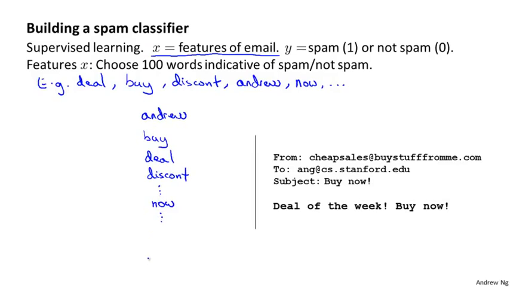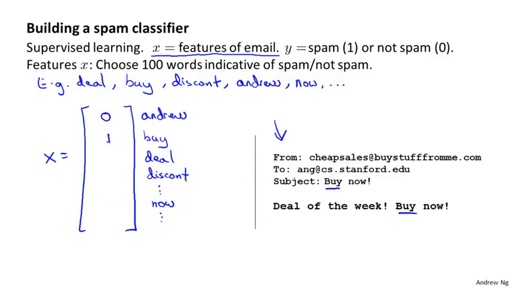And given a piece of email like that shown on the right, I'm going to check and see whether or not each of these words appears in the email, and then I'm going to define a feature vector x, where in this piece of email on the right, my name doesn't appear, so I'm going to put a 0 there. The word buy does appear, so I'm going to put a 1 there, and I'm just going to put ones or zeros. I'm going to put a 1 even though the word buy occurs twice. I'm not going to really count how many times the word occurs. The word deal appears, I'm going to put a 1 there. The word discount doesn't appear, at least not in this little short email, and so on. The word now does appear, and so on.